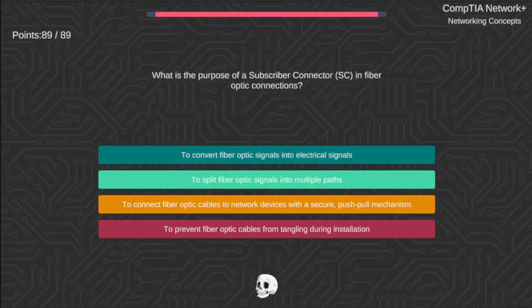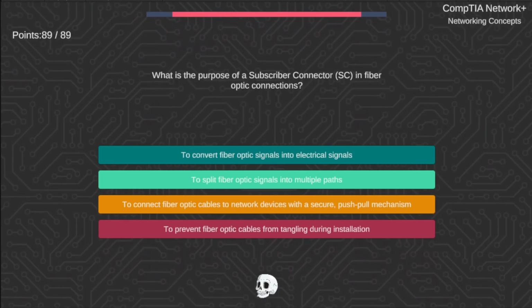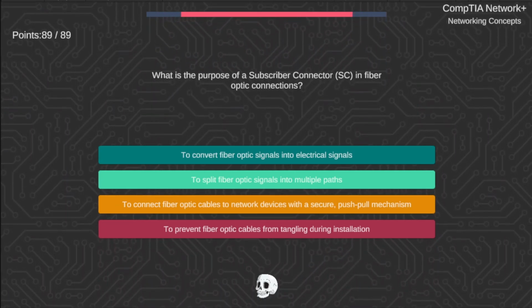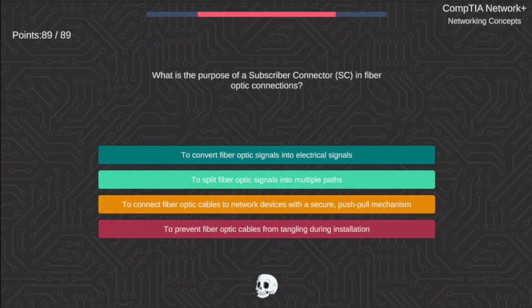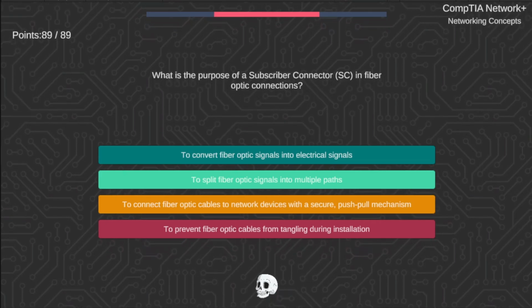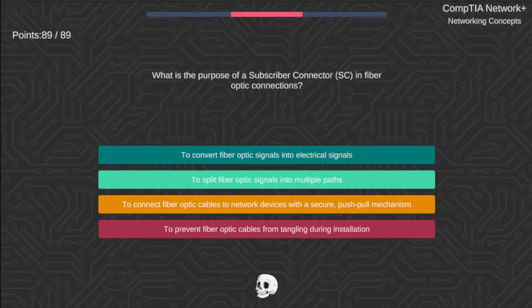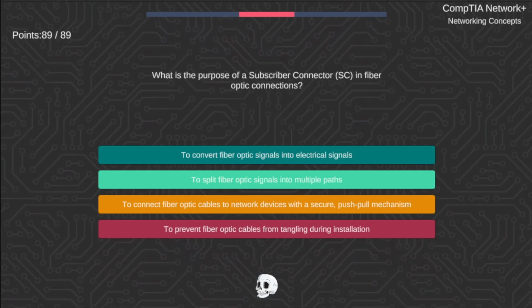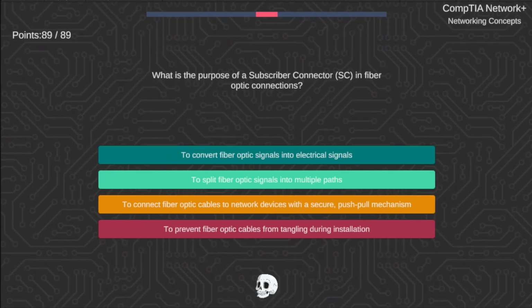What is the purpose of a subscriber connector in fiber optic connections? To convert fiber optic signals to electrical signals, to split fiber optic signals into multiple paths, to connect fiber optic cables to network devices with a secure push-pull mechanism, or to prevent fiber optic cables from tangling during installation. The purpose of a subscriber connector in fiber optic connections.